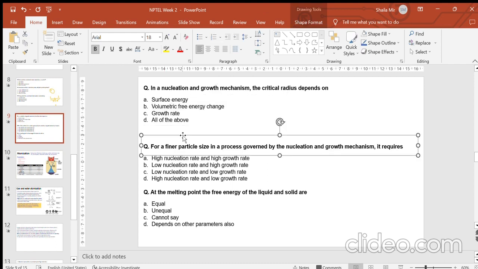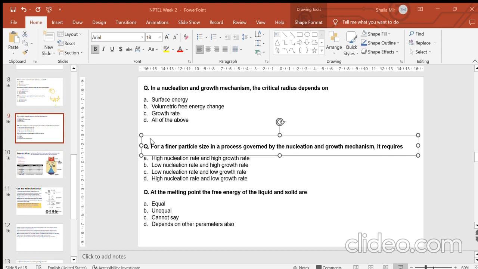But the critical radius has no dependency on the growth rate, because growth comes after the critical radius. Once you have achieved a radius greater than the critical radius, the nucleus will try to grow into bigger, coarser particles. So the critical radius will depend on surface energy and volumetric free energy. Is it clear? You just have to replace your delta G value in your critical radius equation with the given volumetric free energy change.